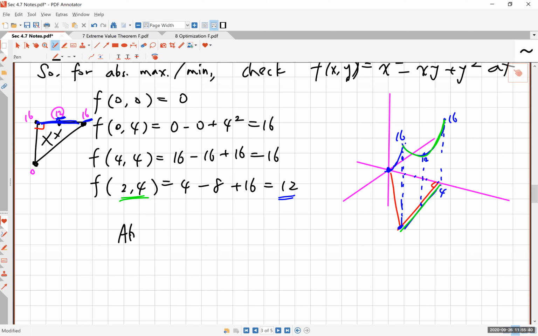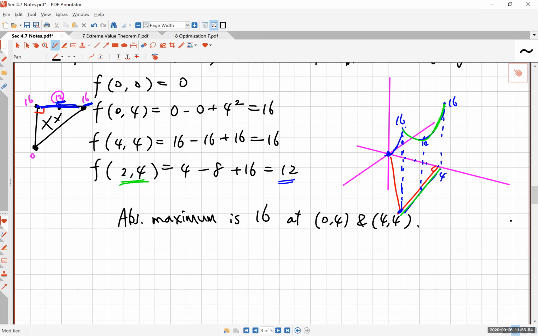All right, so what's the absolute maximum? The absolute maximum is the highest value, which is 16, occurring at 2 points, (0, 4) and (4, 4). Now, I often ask where the absolute maximum occurs. If I ask you what is the absolute maximum, the answer is 16. And if I say where does that happen, then you give me the x and y coordinates like (0, 4) and (4, 4). Okay, and what's the absolute minimum? Your answer should be 0. And where does it happen? It happens at (0, 0) and no other place on this domain R.